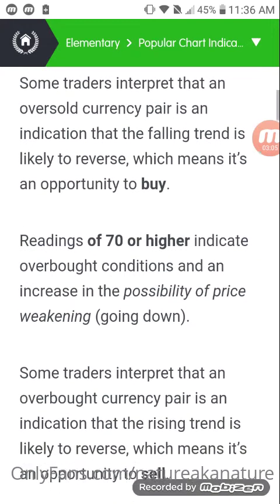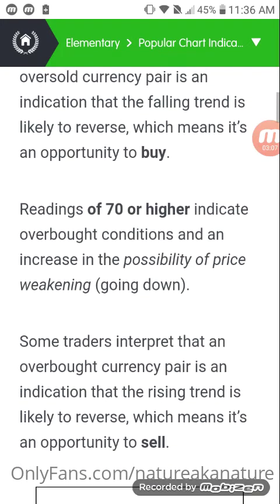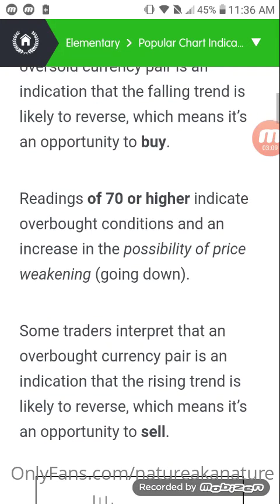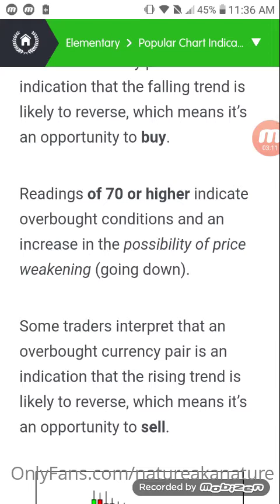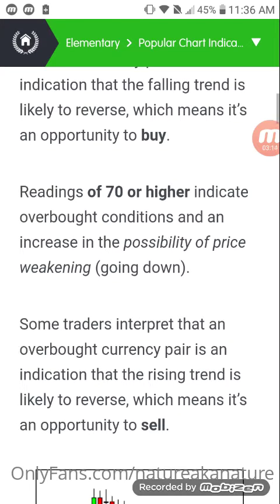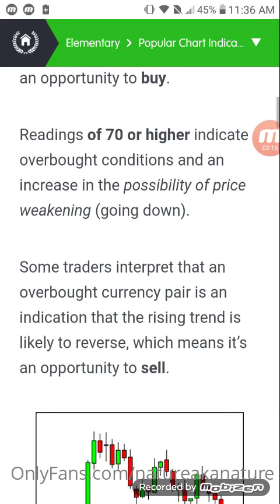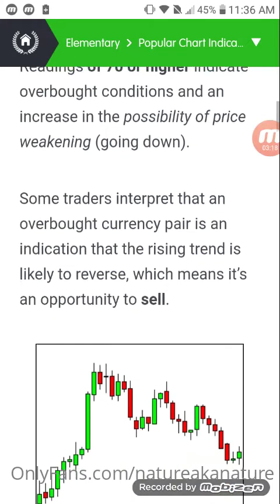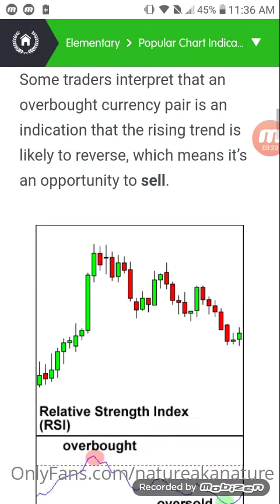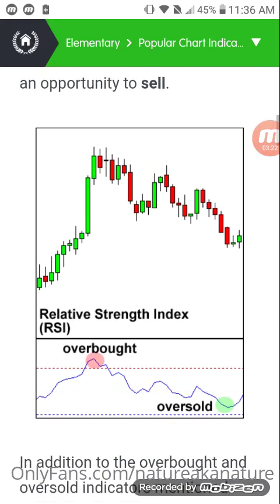So some traders interpret that as an overbought currency pair. When it hits 70 or higher, it indicates that a rising trend is likely to reverse, which means that an opportunity for sales is very possible. So the RSI indicator is very, very easy to read.